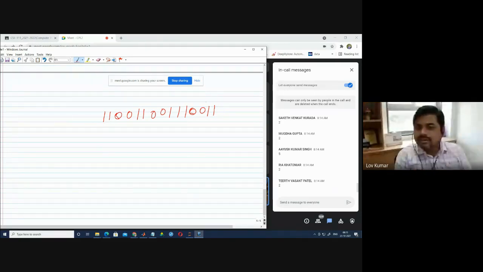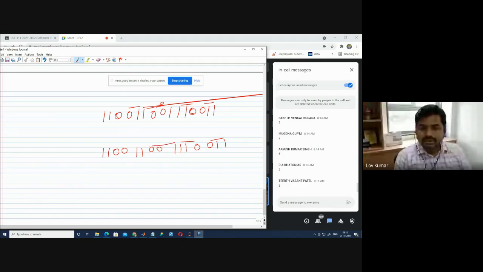We have to make the group from where? From the right side. You can see we are making groups of 3 bits. Then 1, 0, 0, then 1, 0, 0, 1, 1, 1, 0, 0, 1. So 3 bits, 3 bits, each group of 3 bits.